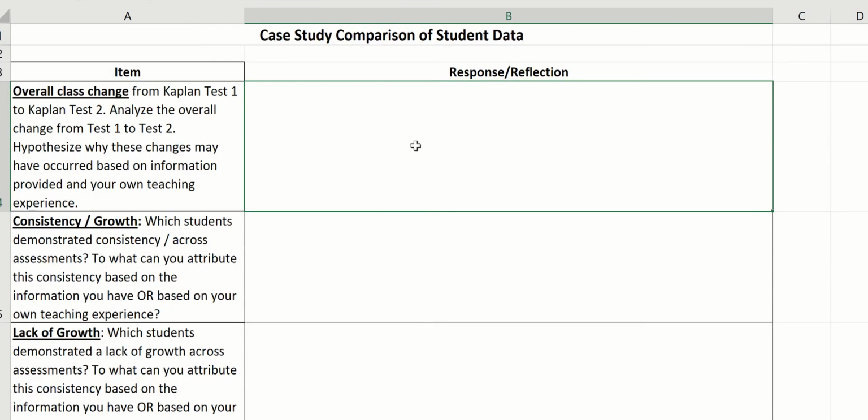All right, so that is the case study comparison. You have 2 weeks to complete it. I hope you will get it started this week and then finish it next week. Don't put it all off for next week because you got a lot of stuff going on next week as well.